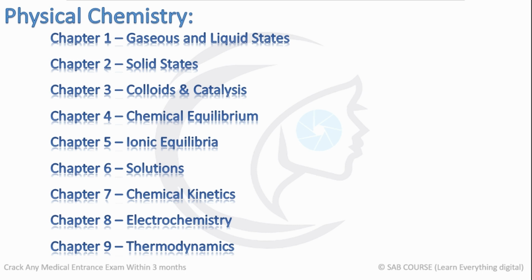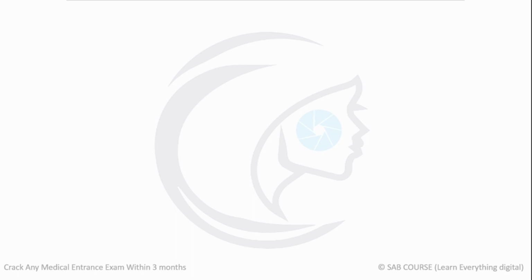The first one is gaseous and liquid state, second is solid state, third is colloid and catalysis, and chemical equilibrium, ionic equilibrium, solution, chemical kinetics, electrochemistry, thermodynamics, and another is inorganic chemistry.